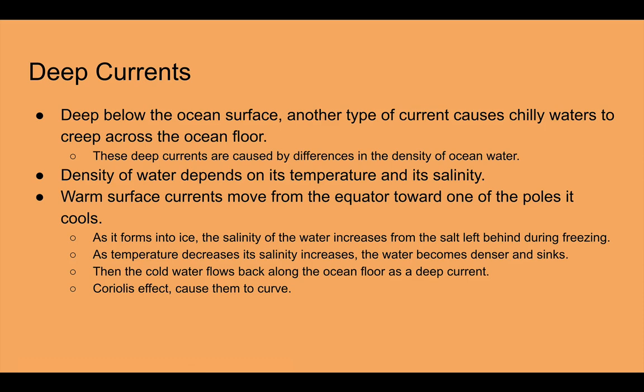So if you picture this, you've got these surface currents that are going towards the poles. Some of that water is going to freeze. It's going to have a very high amount of salt. It's going to get forced down towards the bottom of the ocean, and then it's going to flow back towards the equator. Okay, and part of that's due to the Coriolis effect.